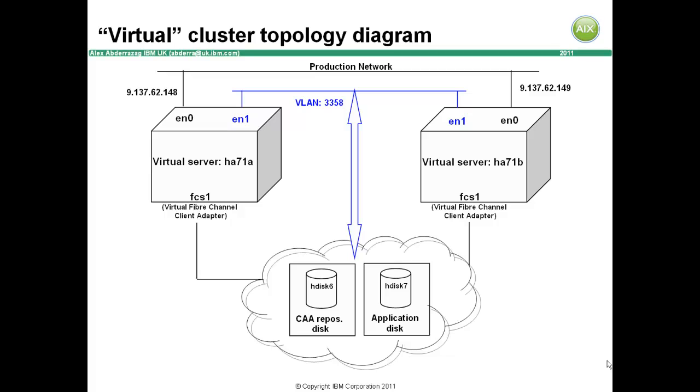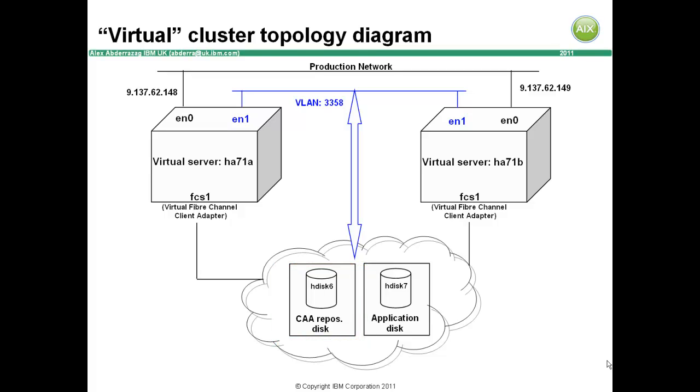The virtual I/O server configuration is not shown in the diagram for clarity, and PowerVM configuration is outside of the scope of this video. I have configured two SAN disks or LUNs. hdisk6 will be used as the cluster-aware AIX repository disk. The AIX kernel is now cluster-aware and stores critical configuration data on this single disk.